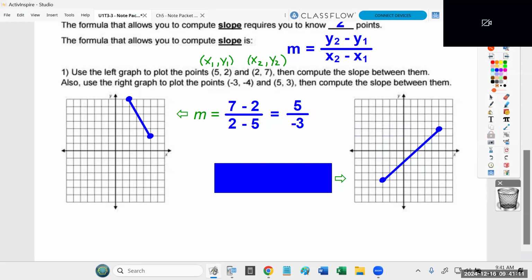It does not surprise me at all that the slope of that line on the left is negative, because if you track that line from left to right, it is decreasing. It is going down. So the slope should be negative. The opposite is true for the other one. If you scan this other segment from left to right, as you go from left to right, it is going up. It's increasing. So I would expect the second one that we're about to calculate to be a positive slope.